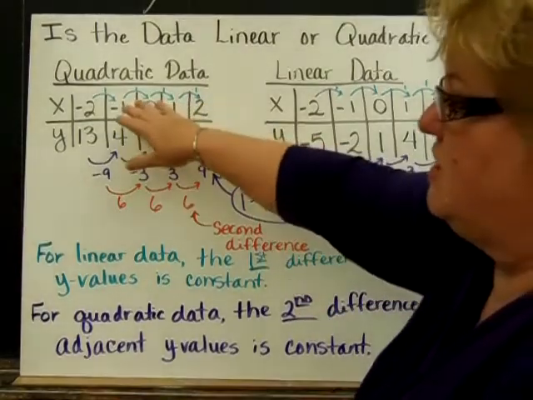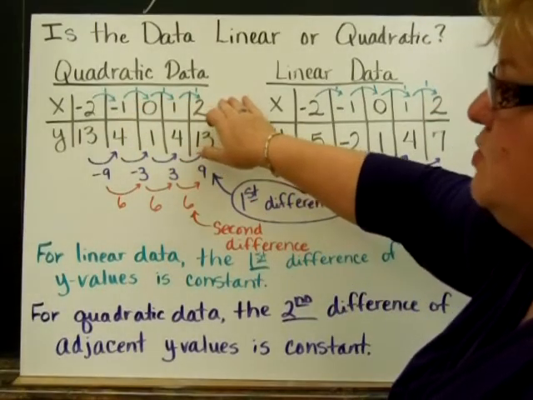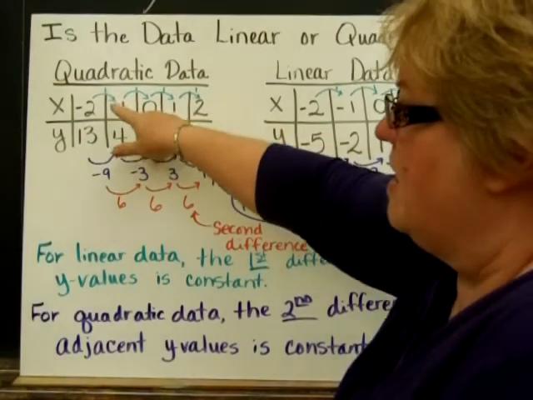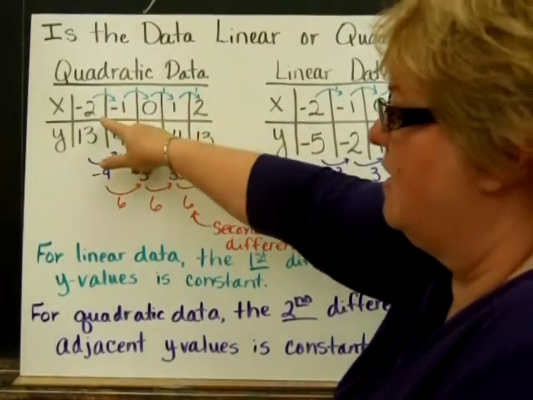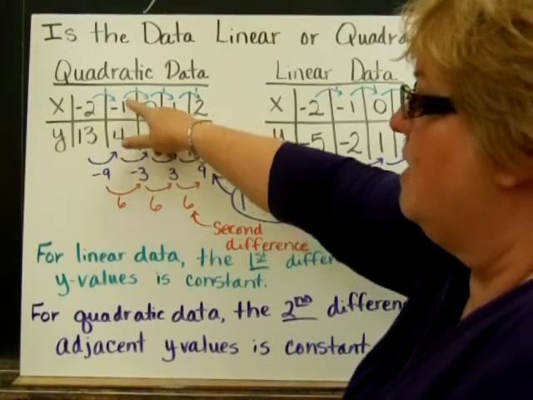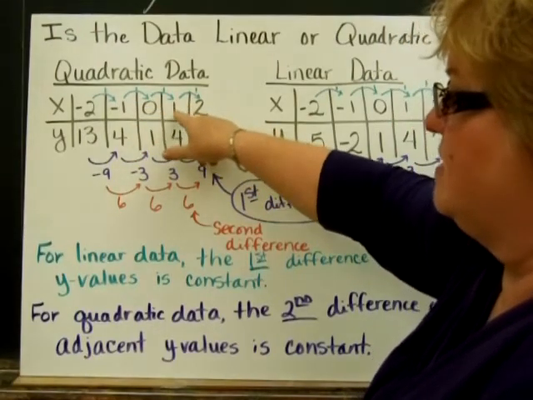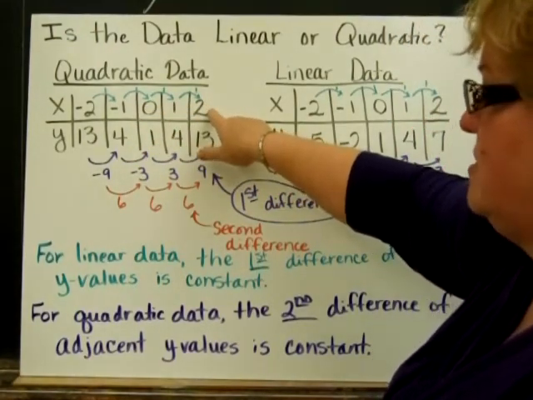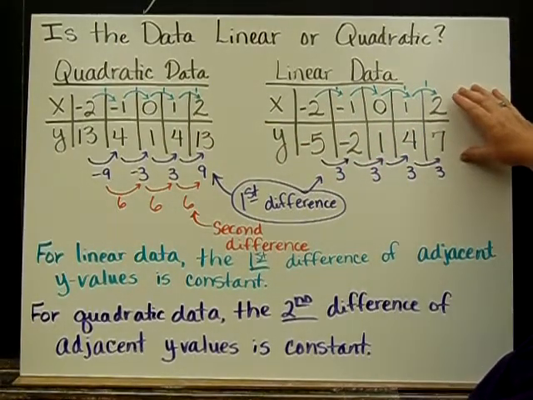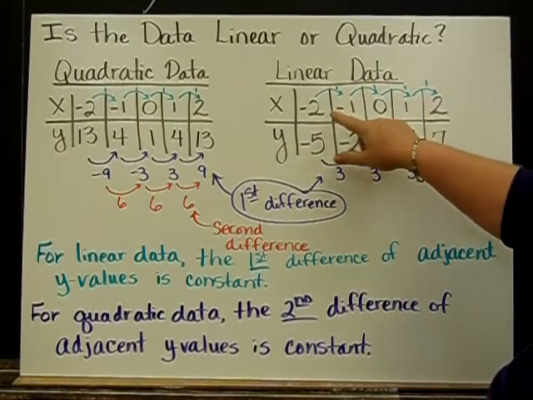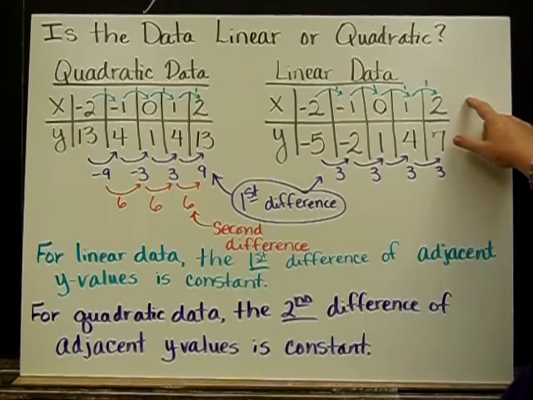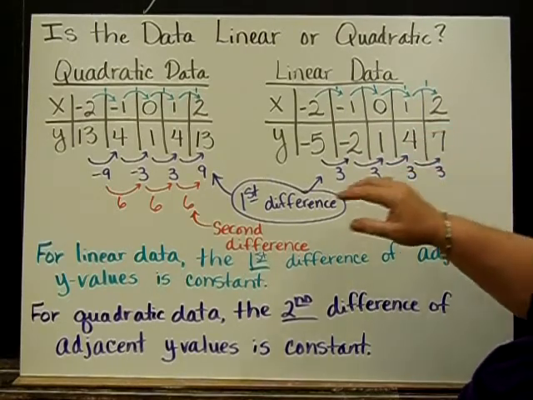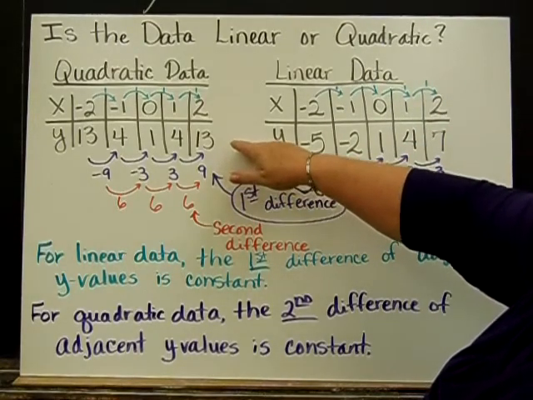The first thing is to check what the difference is between each one of your x values. And notice each one of these is 1. Negative 2 plus 1 gives you negative 1. Negative 1 plus 1 is 0, 0 plus 1 is 1, and 1 plus 1 is 2. If you look at this table, you have the same pattern. These are consecutive or adjacent x values. So now we're going to look at our y's, our output.